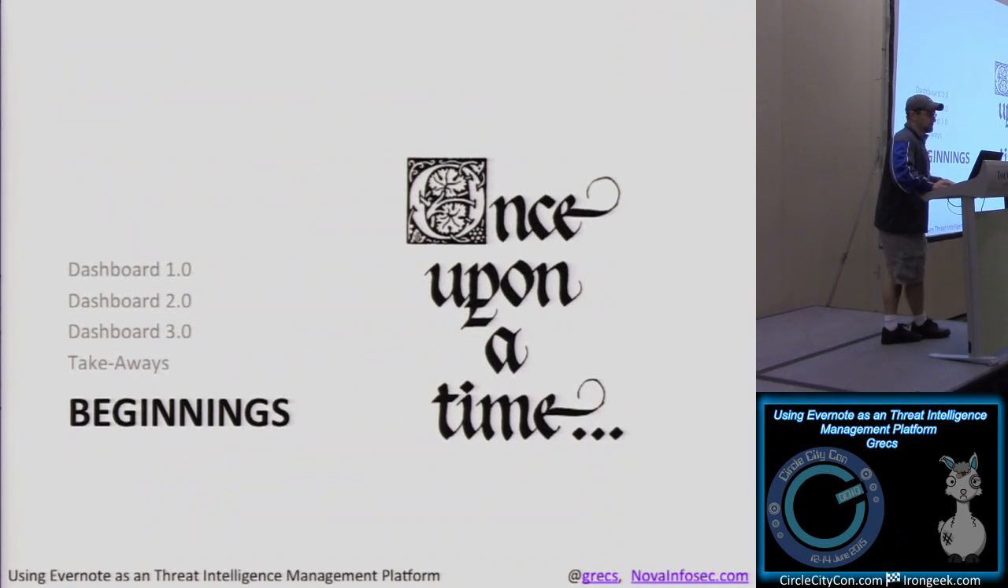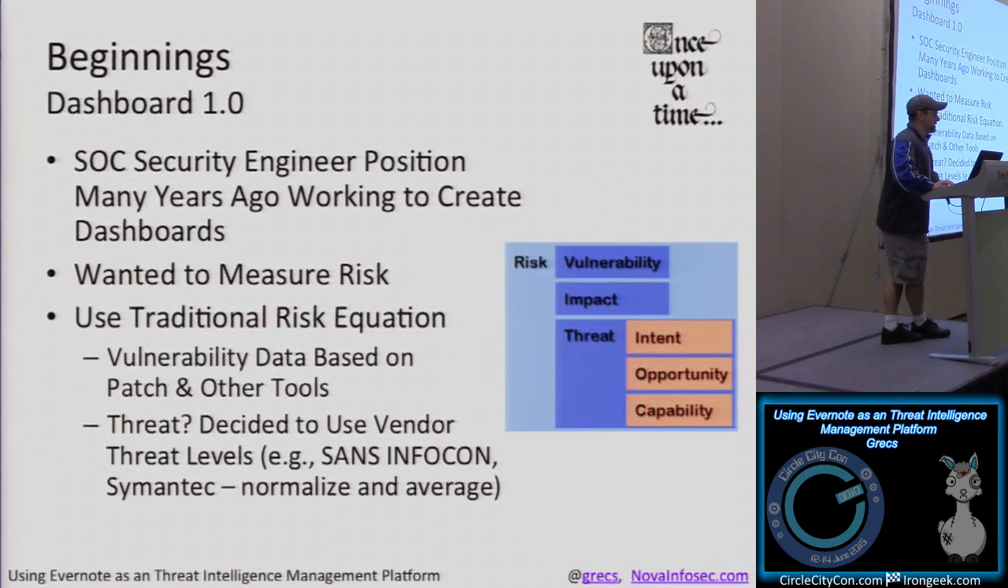So probably about 5-6 years ago, I was working in a SOC, and they wanted this dashboard, and no one had ever done anything like this. They wanted to measure risk, and so I put some proposals together, and I decided that I would just use the traditional risk equation, broken down into vulnerabilities, impacts, and threats. For vulnerabilities, we had simple things like patch data, stuff like that. Impact was kind of fuzzy, and we had to leave that out because we didn't really have that type of data available to us.